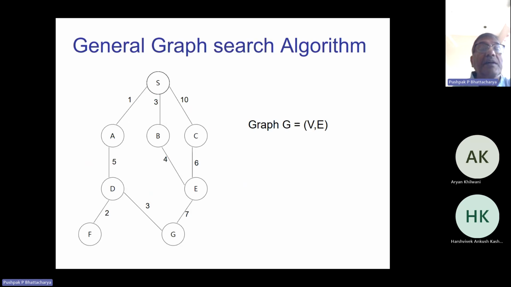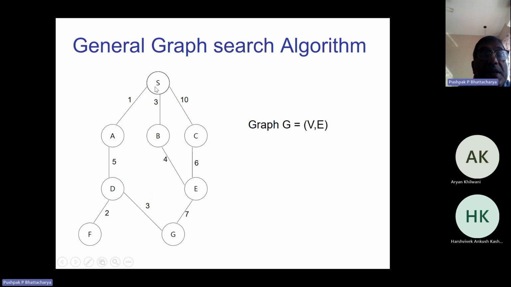And for that, what is important to understand is what is called the general graph search algorithm, the GGS algorithm. It's a very, very powerful framework of which all kinds of search are special cases. Okay, so here is an example of a graph, and let's see what it says. We'll spend a few minutes slowly looking at the graph.